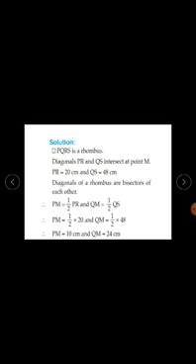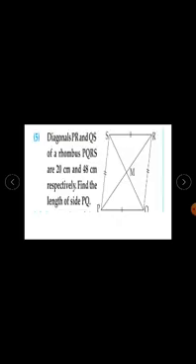Now solution. Quadrilateral PQRS is a rhombus. Diagonals PR and QS intersect at point M. Let PR equal to 20 cm and QS equal to 48 cm. We know diagonals of a rhombus are bisectors of each other. Therefore, PM is half of PR and QM is half of QS.